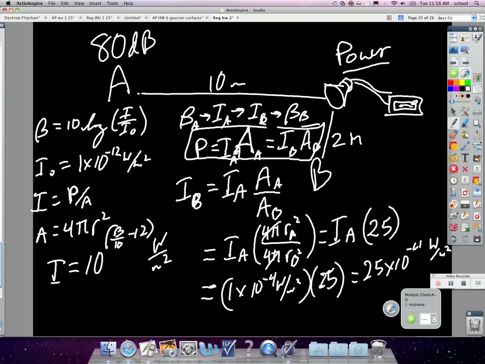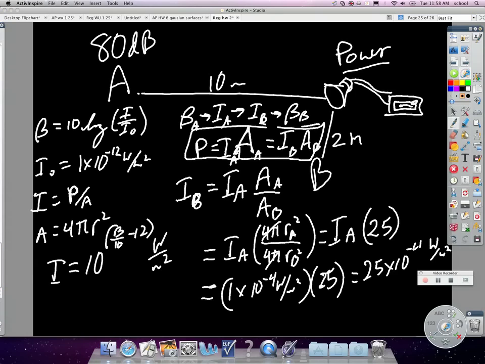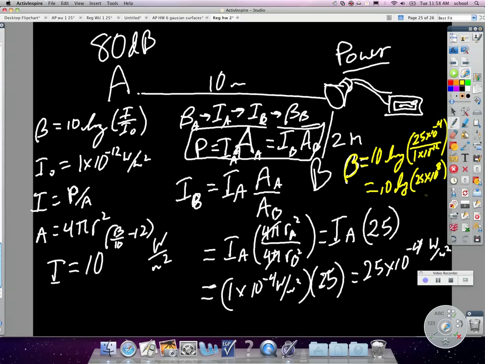Now, to find the relative intensity at B, I just plug everything in. I take 10 times the log of IB, which is 25 times 10 to the minus 4, over 1 times 10 to the minus 12. That gives me 10 times the log of 25 times 10 to the 8th. And you'll see that comes out to be something like 93 decibels.